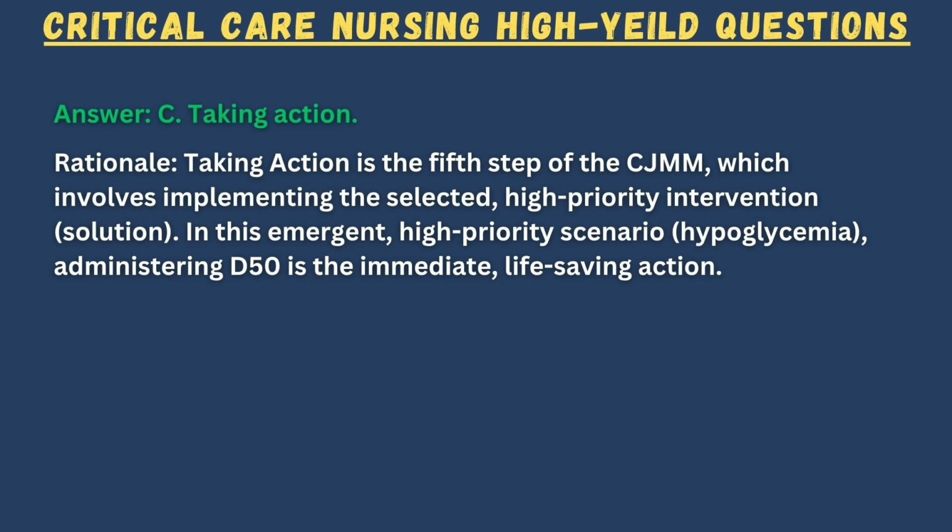Answer: C. Taking action. Rationale: Taking action is the fifth step of the NCJMM, which involves implementing the selected high-priority intervention solution. In this emergent high-priority scenario, hypoglycemia, administering D50 is the immediate, life-saving action.